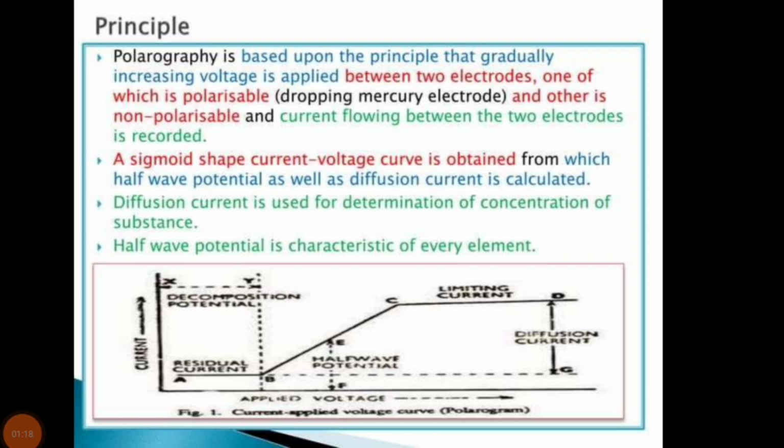A sigmoid-shaped current-voltage curve is obtained, from which the half-wave potential as well as the diffusion current is calculated. The diffusion current is used for the determination of the concentration of a substance, and the half-wave potential is characteristic of every element.